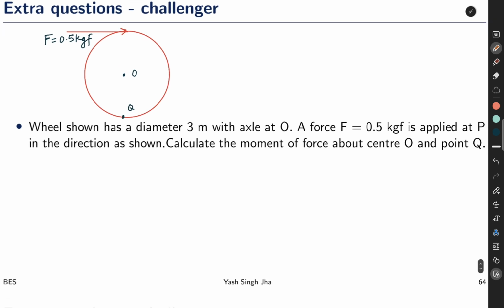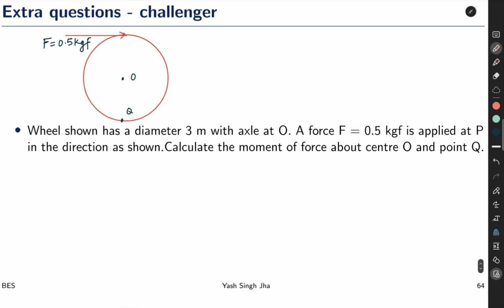Wheel shown has a diameter 3 meter with axle at O. Force 0.5 kgf is applied at P in direction as shown. Calculate the moment of force about center O and point Q. Very nice. This will clarify your doubt, if you have any, on the point of rotation. First is what you identify the forces. What is the force acting? Force is 0.5 kgf. It is applied at point P. This is point P.